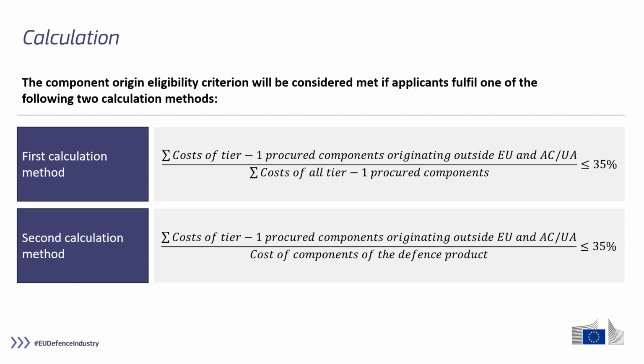The numerator is the same for both methods. For this, applicants have to sum the costs of Tier 1 procured components originating outside the EU and associated countries or Ukraine. It is the denominator that differentiates the two calculation methods. For the first one, the denominator is the cost of all Tier 1 procured components, regardless of their origin. For the second calculation method, the denominator is equivalent to the cost of components of the defense product as defined on the previous slide. Now, I understand this may all sound a little confusing, so let's go through an example.